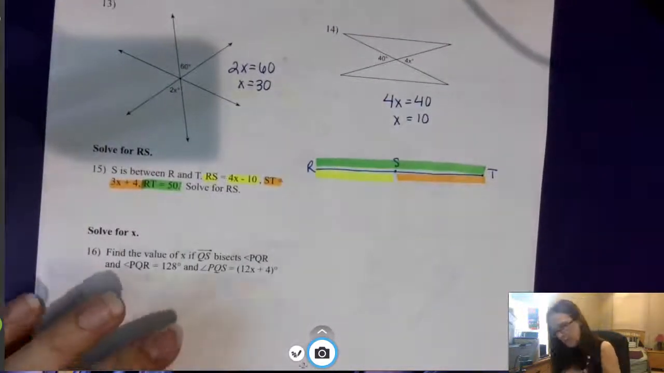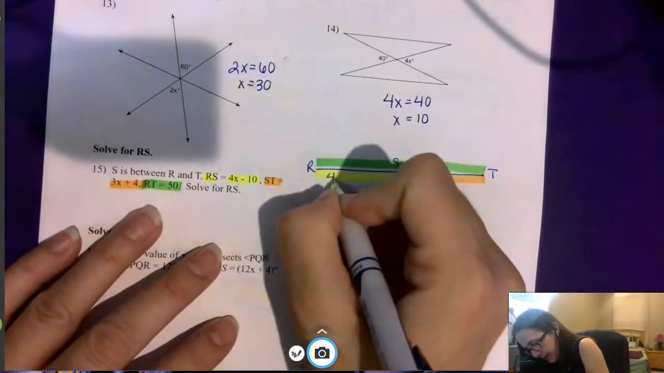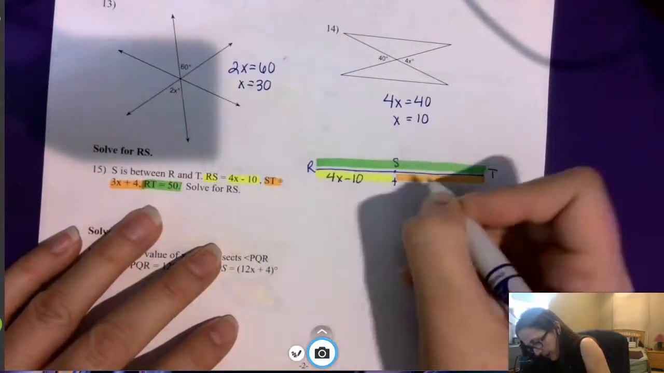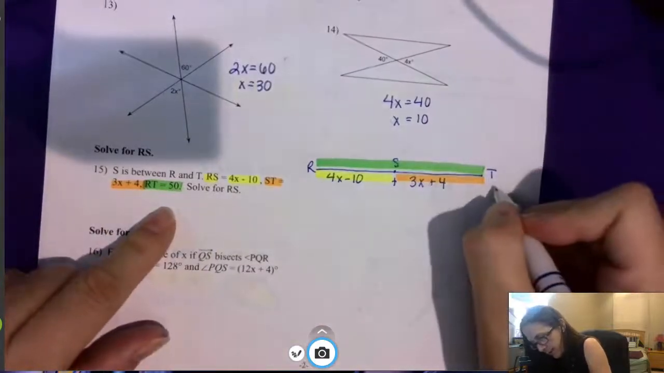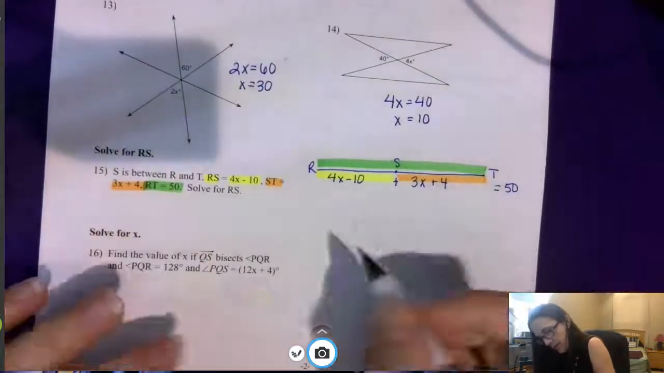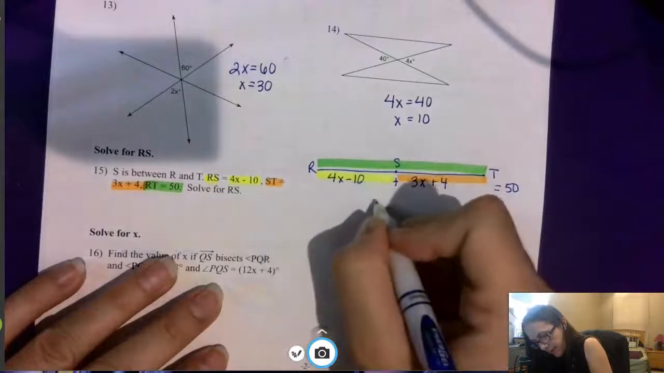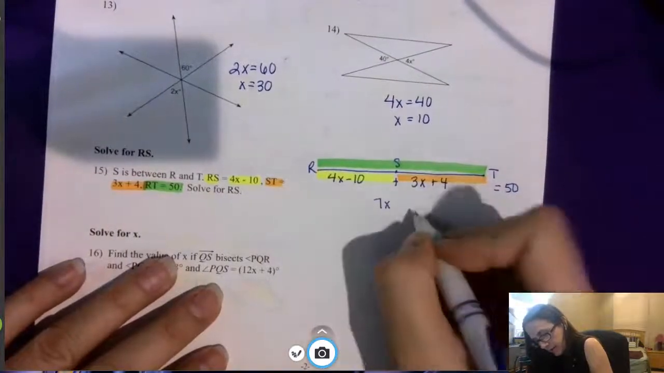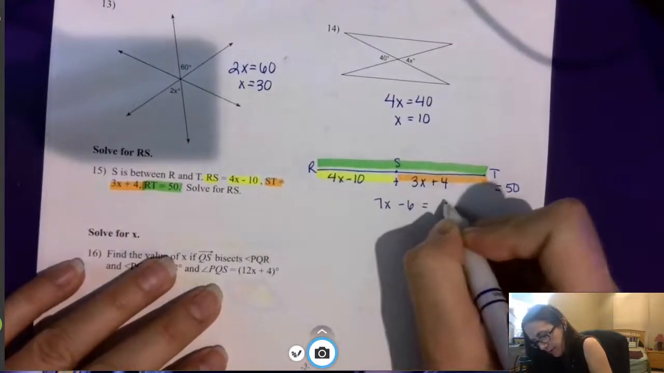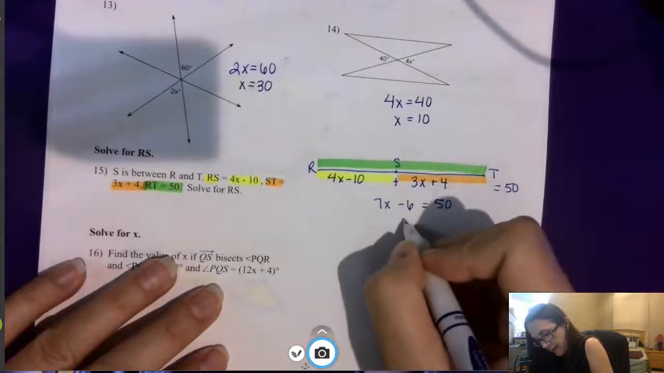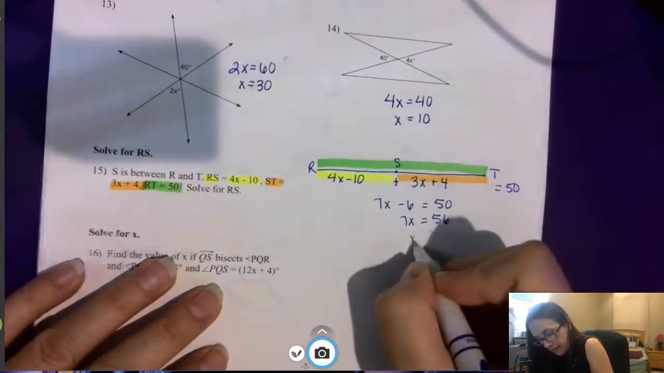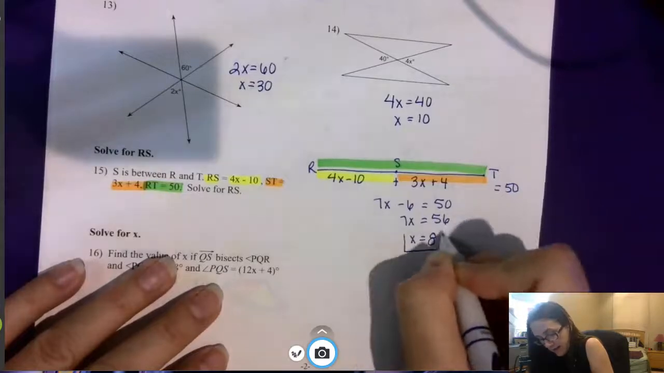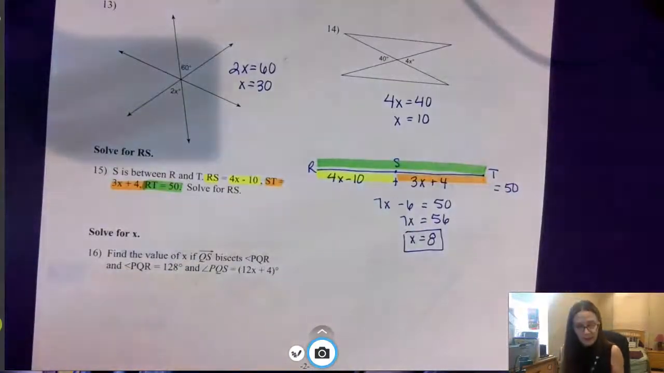We have 4x minus 10 plus 3x plus 4 equals the entire length, which is 50. So solving this, I'm going to add those together. I get 7x. Negative 10 plus 4, I get negative 6, equals 50. Add that over, I get 7x equals 56. Divide, I get x equals 8. Everybody get that? How'd we do? Again, you need to be pausing because I'm going fast.